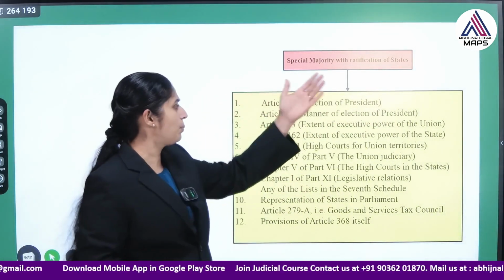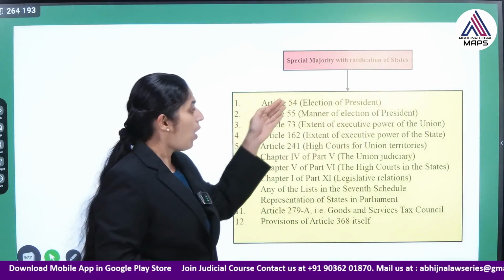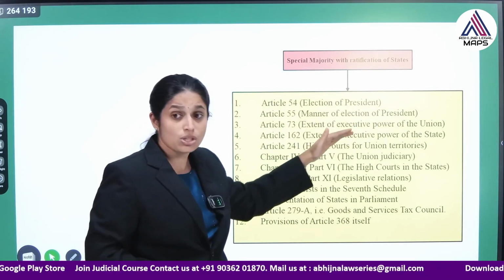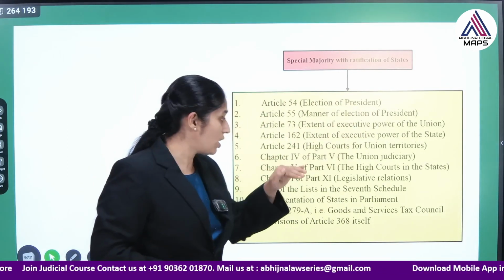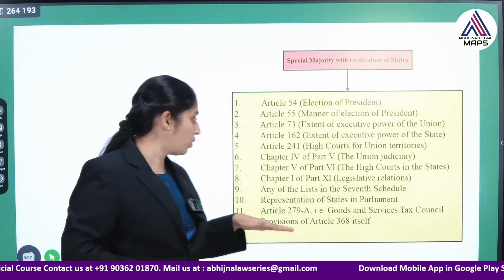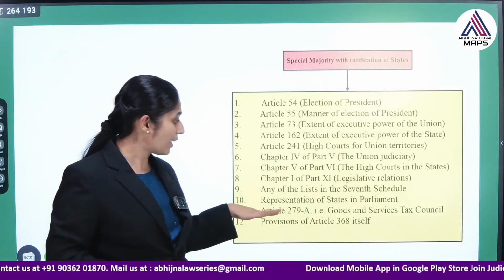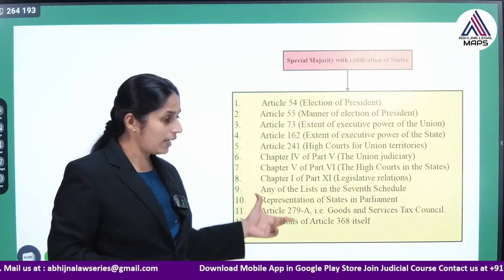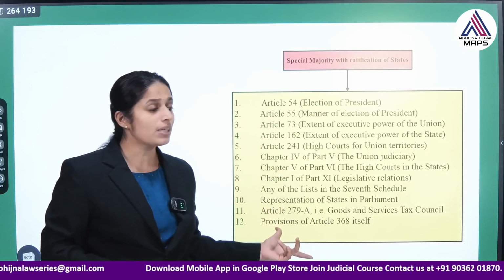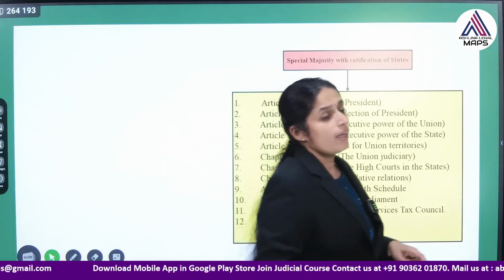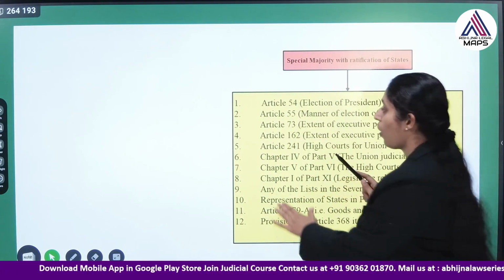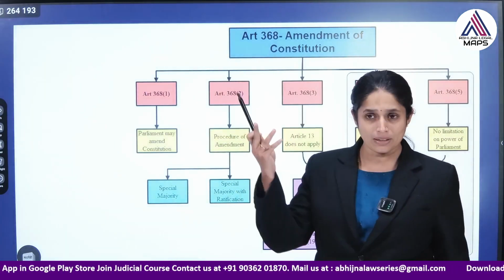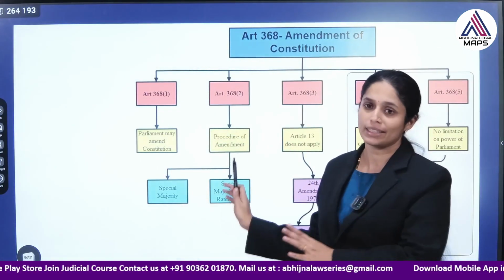Likewise, the manner of election of the president, the executive power of the union and the state, high courts for union territories, union judiciary, high courts in states, the legislative relations, any of the lists in the 7th schedule, representation of states in the parliament, Article 279, goods and service tax council. All these require the special majority with ratification of the states. Okay. So, this is one thing. We have already seen that the procedure of amendment could be by 3 methods, out of which 2 methods have been prescribed under Article 368.